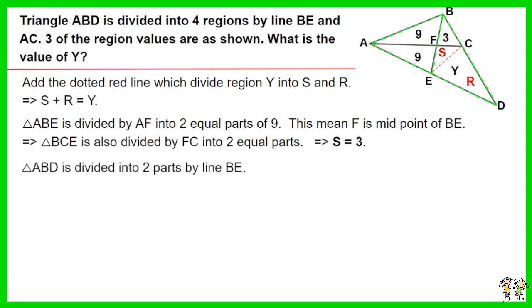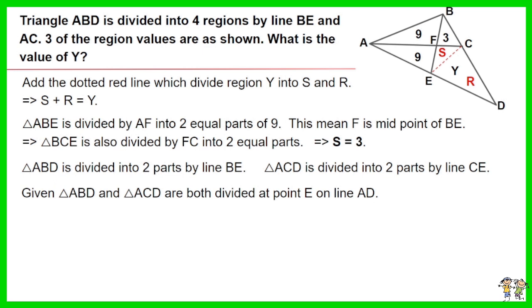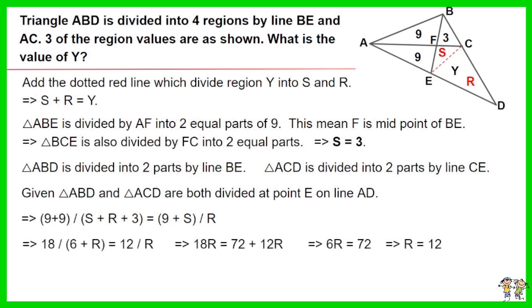Triangle ABD is divided into two parts by line BE. Triangle ACD is divided into two parts by line CE. Given triangle ABD and triangle ACD are both divided at point E on line AD. As such, the ratio of 9 plus 9 over S plus R plus 3 in triangle ABD is equal to the ratio of 9 plus S over R in triangle ACD. Replace the value of S with 3. Solve the equation. The result is R equals 12. Y equals S plus R equals 3 plus 12. The answer is 15.